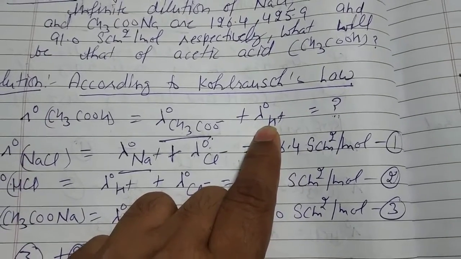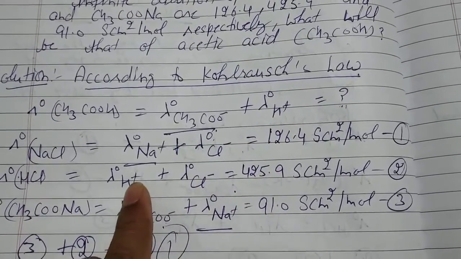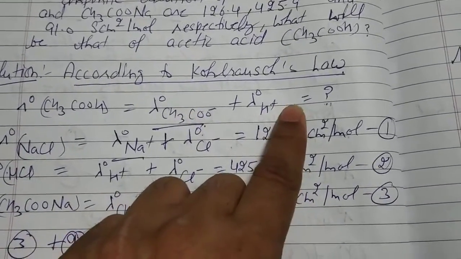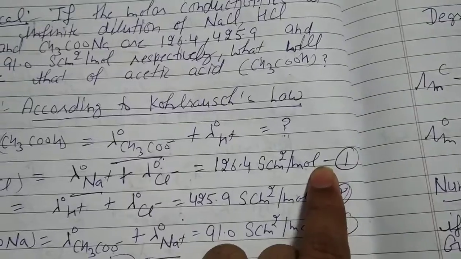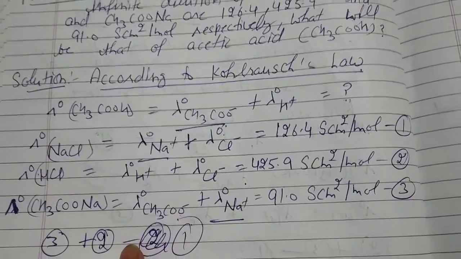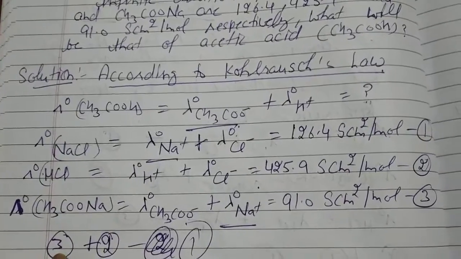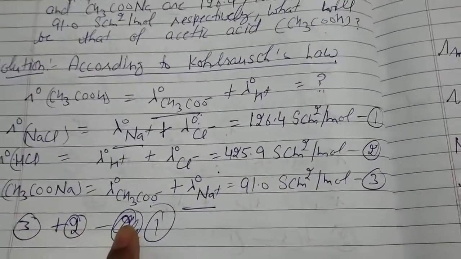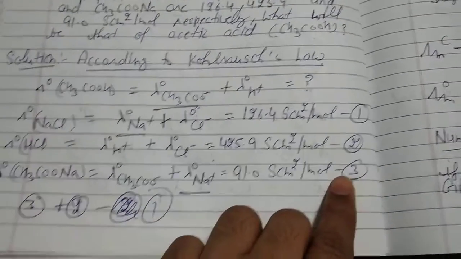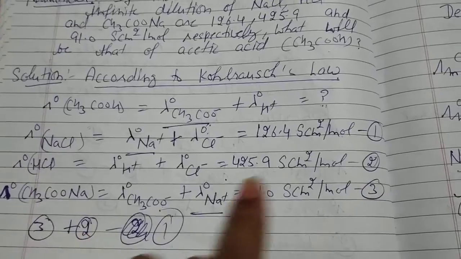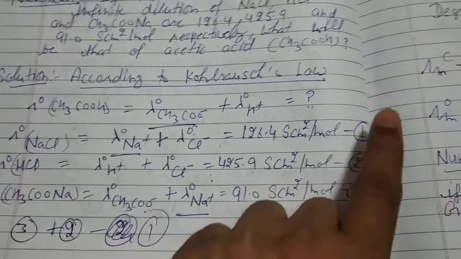Where is the ionic conductivity of H positive? It is given in equation number 2. So plus 2 I have taken. Now afterward nothing is there. It means we don't require equation number 1. So the equation which is not required will be subtracted from the sum of equation 3 and 2. So 3 plus 2 minus 1. It means equation 3 will be written first, then second will be written, then minus first will be written.